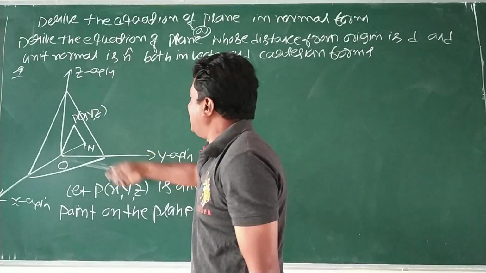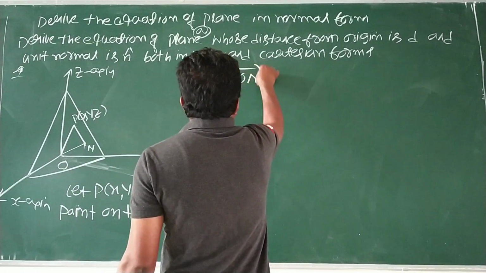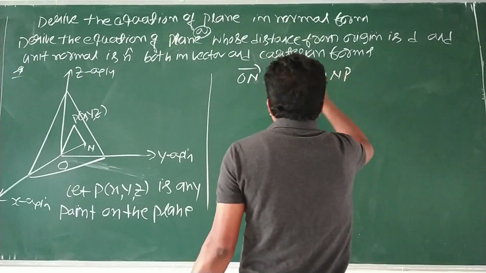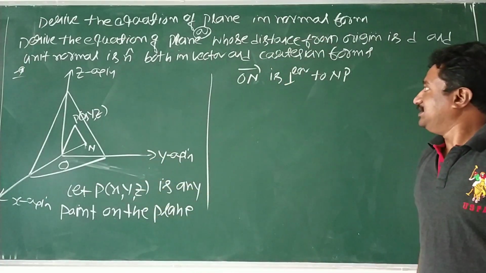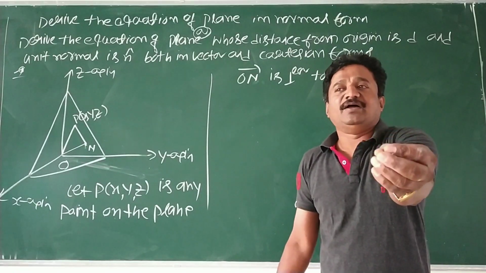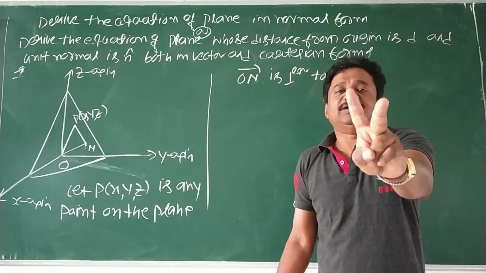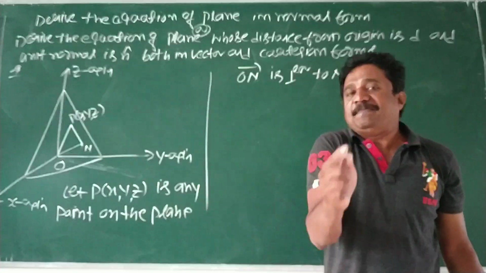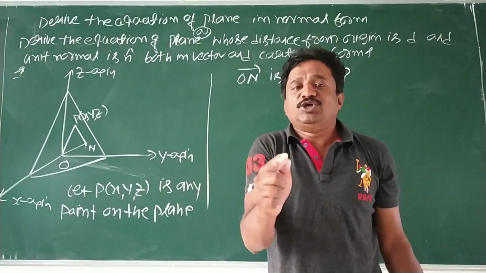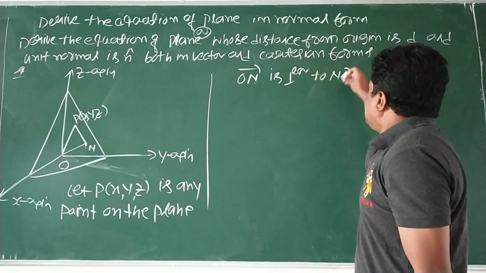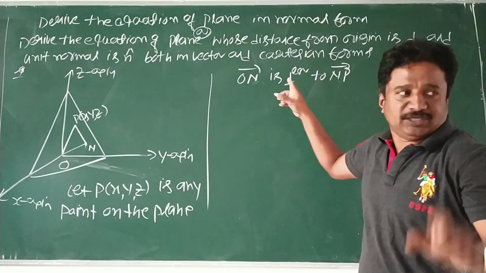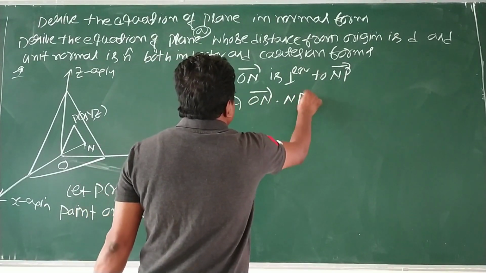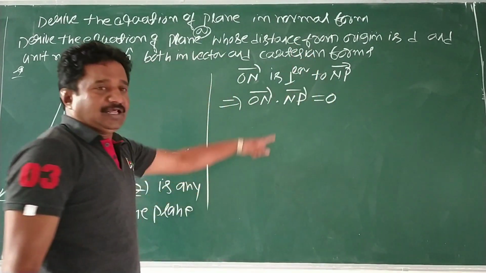Here, ON is perpendicular to NP. So according to vector algebra, two vectors are said to be perpendicular only when the dot product is 0. When do we say two vectors are perpendicular? The dot product must be 0. So since ON and NP are perpendicular, the dot product of these two must be 0. That implies ON dot NP is equal to 0.